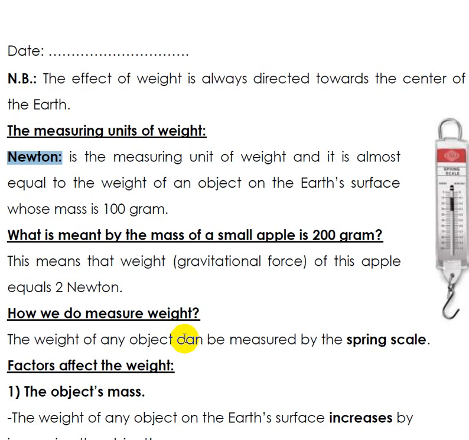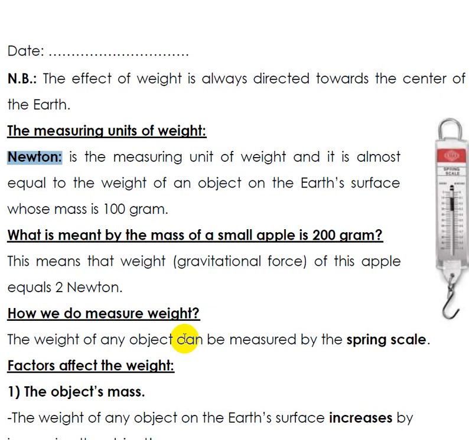Then he discovered that there is gravity, which is a gravitational force that attracts anything to the center of the Earth. So he said, if the apple weighs 100 grams, then 100 grams is called Newton. This is the relation between 100 grams and Newton, so always connect them in your mind this way.